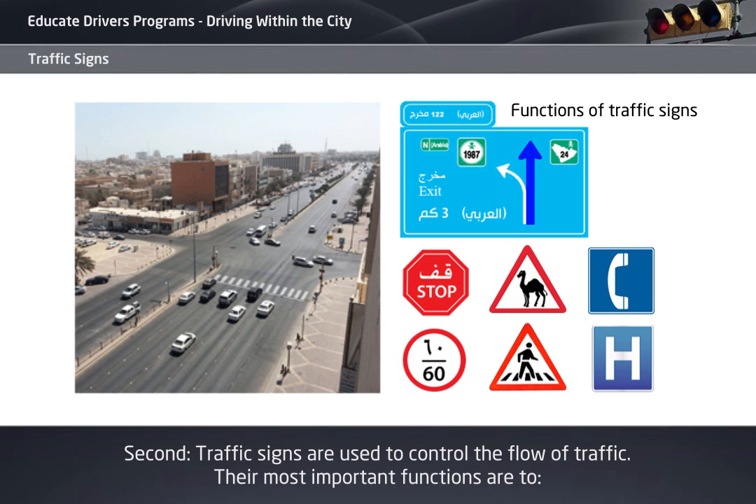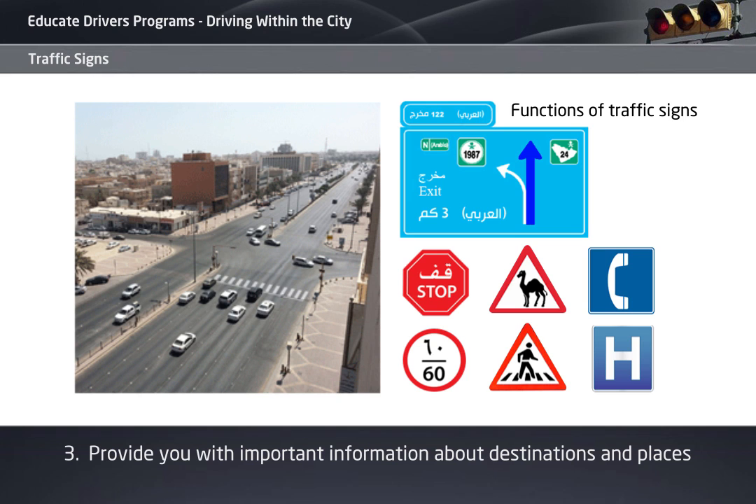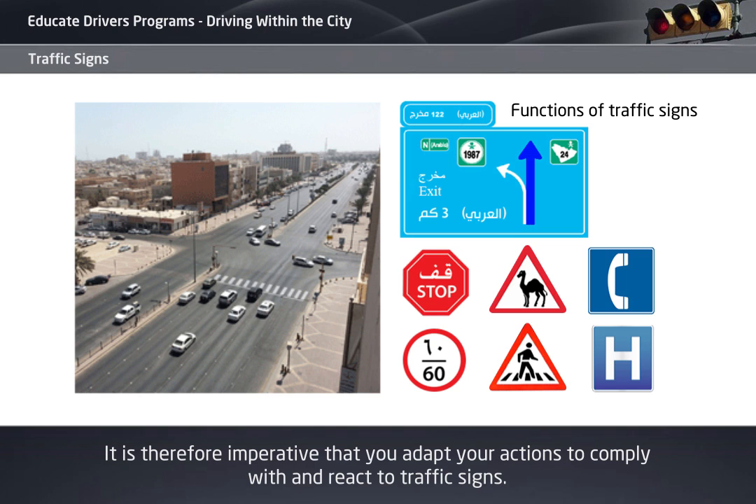Second, traffic signs are used to control the flow of traffic. Their most important functions are to 1. Provide you with mandatory information. 2. Warn you of hazardous roads. 3. Provide you with important information about destinations and places. It is therefore imperative that you adapt your actions to comply with and react to traffic signs.